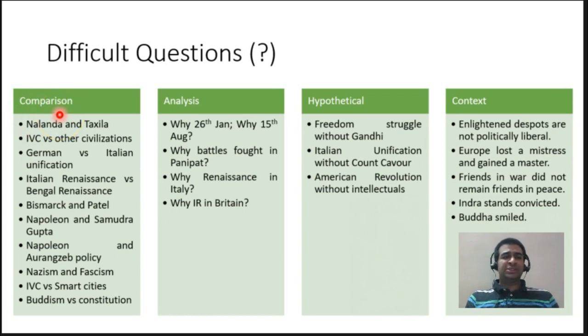Comparison means they try to relate one topic with another topic and ask you to compare and contrast. For example, there was a question in your mains. If you have looked up your previous question papers, you will see these questions in your optional as well as your general studies history, like compare and contrast Nalanda and Takshila. Now, many of us know that Nalanda and Takshila are ancient learning centers of India. Now, how are they correlated?